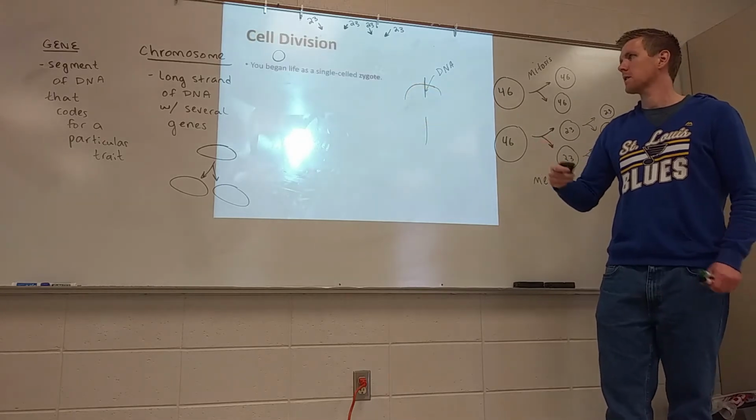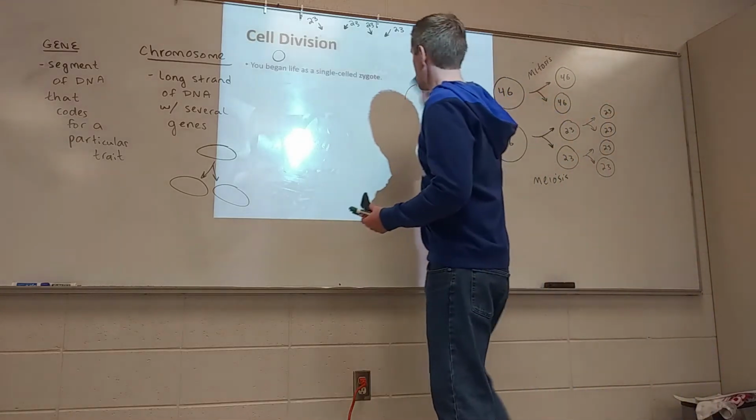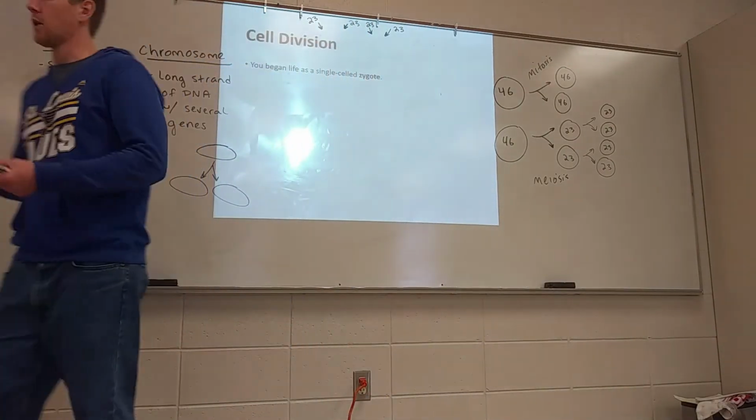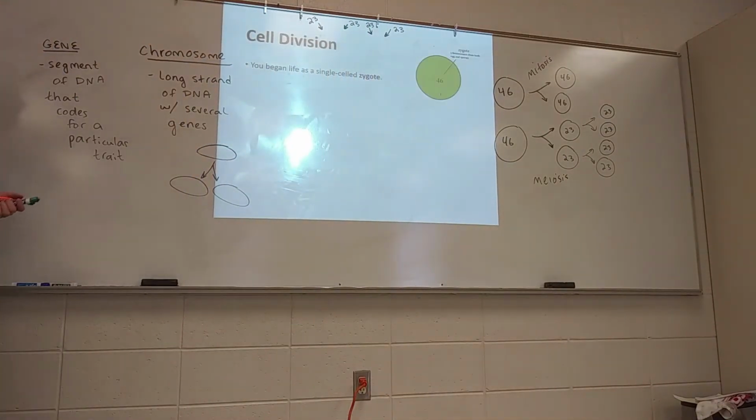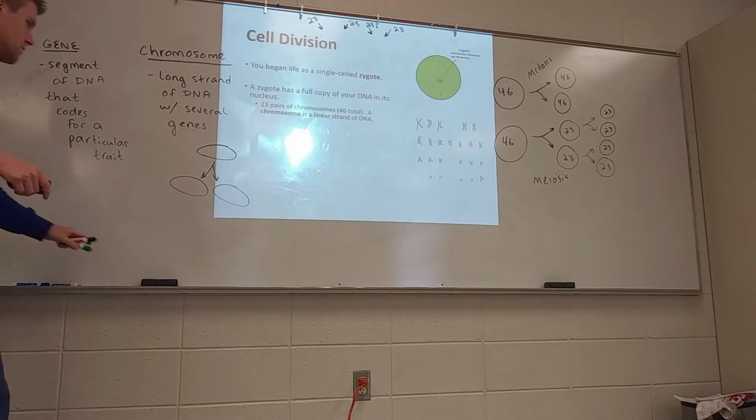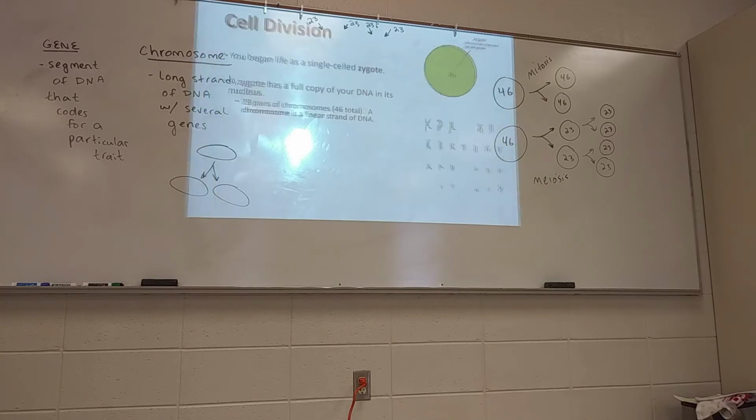So let's talk about cell division. You started life as a single-celled zygote. There you are. A zygote has a full copy of all of your DNA. It's got all 46 of your chromosomes, 23 pairs, right? Remember, a chromosome is a linear strand of DNA. Here's a cool picture, which I don't think you can see very well, so let's see if we can magnify this.